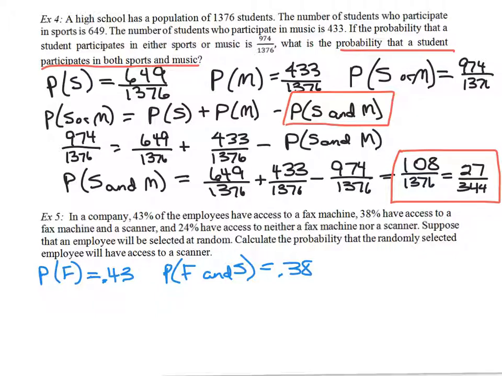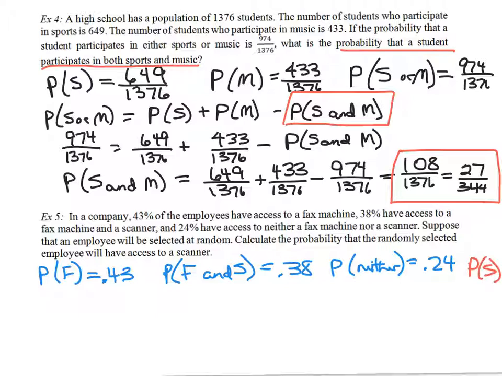And 24% have access to neither a fax machine nor a scanner. So for that one, we're going to say that the probability of neither is equal to 0.24. We want to calculate the probability that the randomly selected employee will have access to a scanner. So what we are missing is the probability of just the scanner.